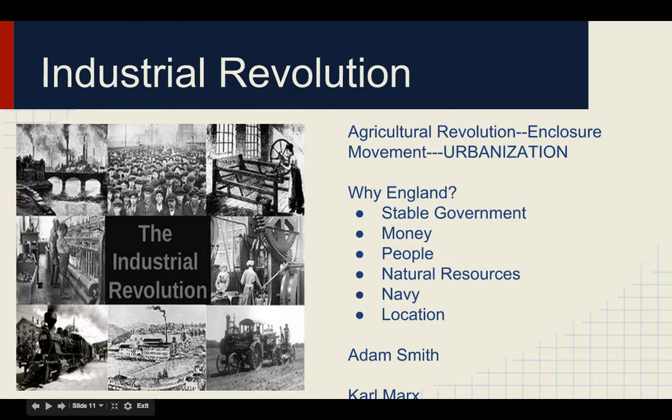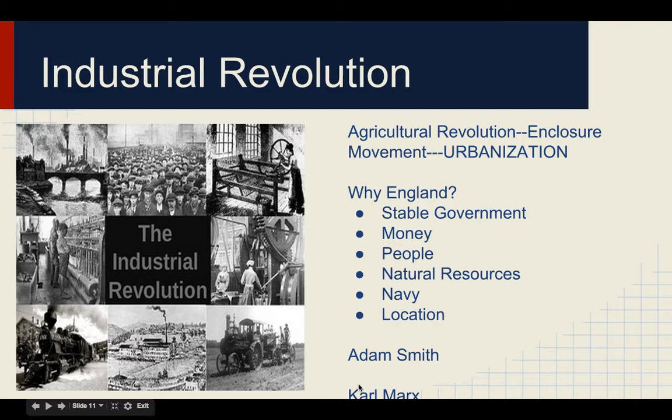Of course, the Industrial Revolution will also happen during this time period, and England is the first to industrialize because it has a stable government, has money, has people, has natural resources, has a great navy, and location. This agricultural revolution will lead to the enclosure movement, which will lead to people moving to the cities in mass numbers, which is called urbanization. A Scottish man, Adam Smith, will talk about how England needs to move from mercantilism to capitalism. He'll talk about supply and demand and laissez-faire economics, in which the government should not be involved in business.